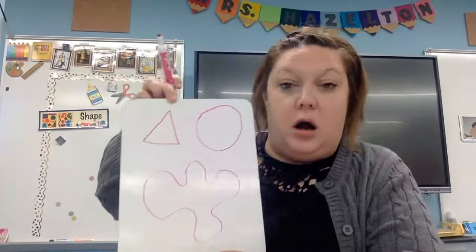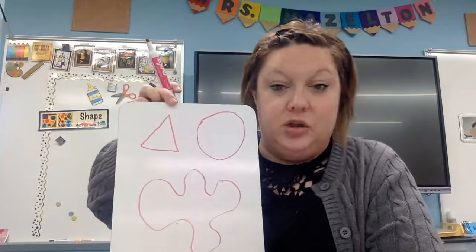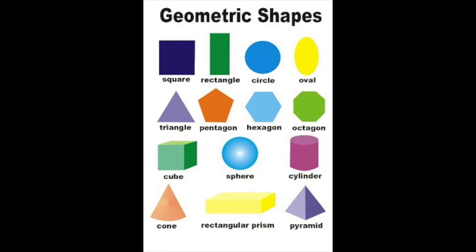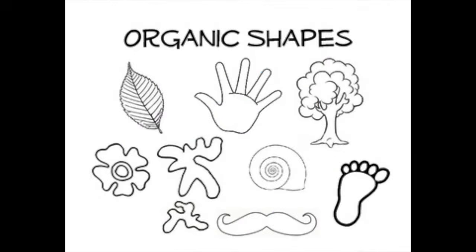These are called geometric shapes. So there are two different kinds of shapes. And so let's take a look more about these wonderful kinds of shapes. Geometric shapes are regular shapes. They often have names, and we see them in math. Organic shapes are found in nature, like leaves and puddles and seashells.